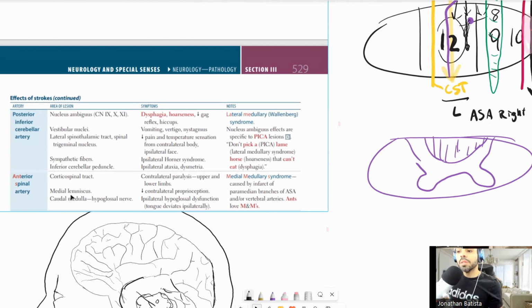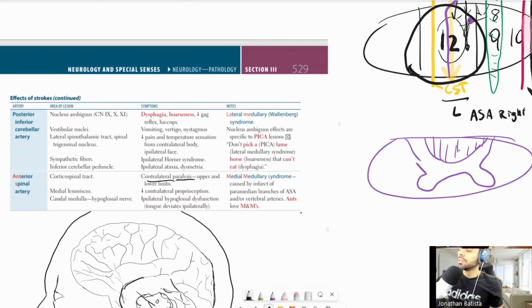I should see medial lemniscus contralateral. Medial lemniscus does cross, so it does have decreased contralateral proprioception. And then I also should see contralateral paralysis of the upper and lower limbs. Look at that, spastic paralysis. That's an upper motor neuron problem. So here, the proof is in the work. We just saw this area here: cranial nerve 12, corticospinal tract, and of course, dorsal column medial lemniscus. The cranial nerve lets us know if it's ipsilateral.